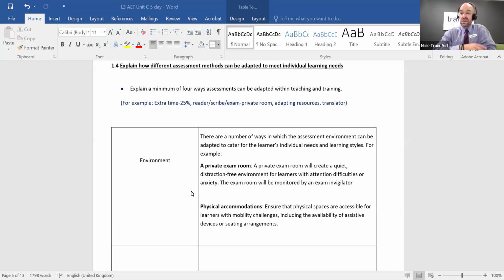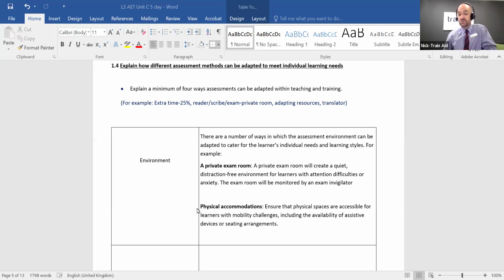So as we know, with examinations, assessments, they can become quite stressful for learners, especially if they feel that there are learners around them taking part within an exam. They could be worried, they could be self-conscious about completing the test paper with many people around. If that's the case, then a private exam room can be organised distraction-free, so the learners with focus issues, with anxiety, with worry, they can focus solely on their test paper. But the exam must be monitored by an exam invigilator, as we know.